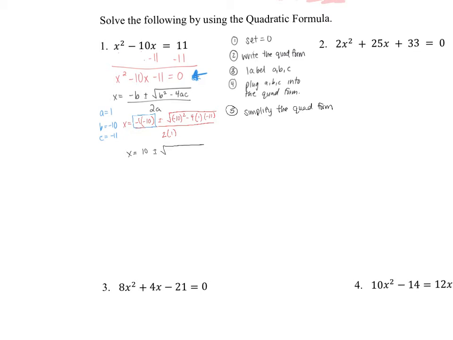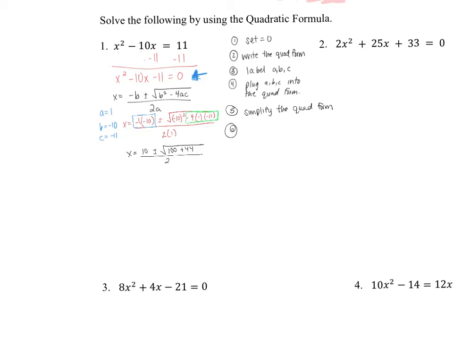Now, I need to simplify what's under the radical. So negative 10 squared is 100. Then what I need to do is multiply this whole thing together. So negative 4 times 1 gives me negative 4. And then negative 4 times negative 11 gives me a positive 44. And then all over 2 because 2 times 1 is 2. So now that we have simplified, that's simplifying the quad form.